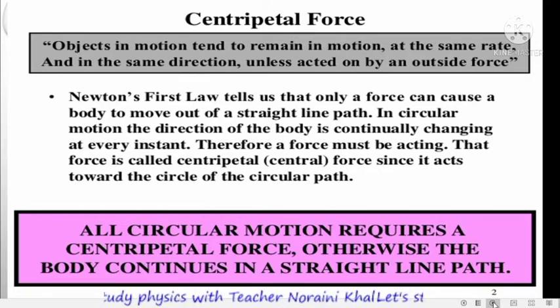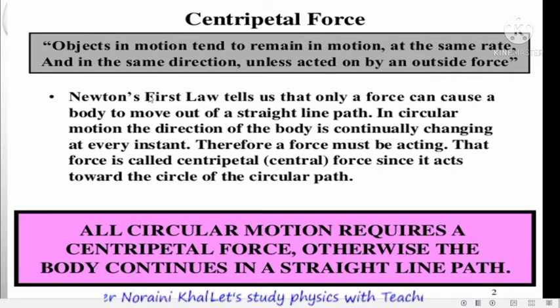Objects in motion tend to remain in motion at the same rate and in the same direction unless acted on by an outside force. I hope you still remember what is stated by Newton's first law. According to Newton's first law, only a force can cause an object to move out of a straight line path. In circular motion, the direction of the body is continually changing at every instant. Therefore, a force must be acting. That force is called centripetal force since it acts towards the center of the circular path.